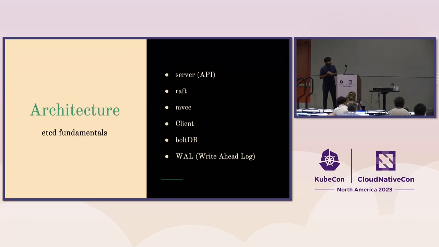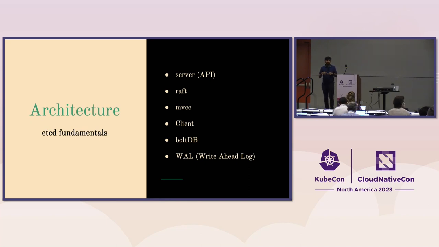The next item is architecture. So just in general, how etcd is structured and what are the main components that we should be looking at when you're thinking about etcd. So one is the server side, which is generally the API that you'd access. Raft is the algorithm that etcd runs on top of, as we saw in the previous slide regarding the leader election.